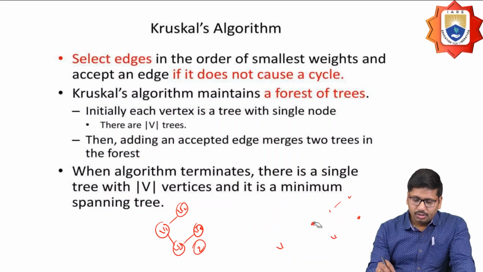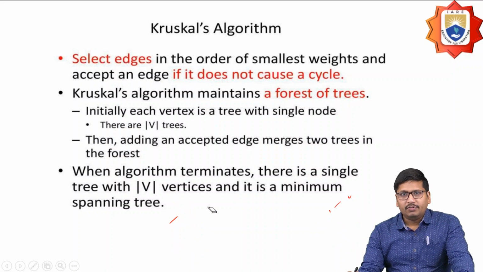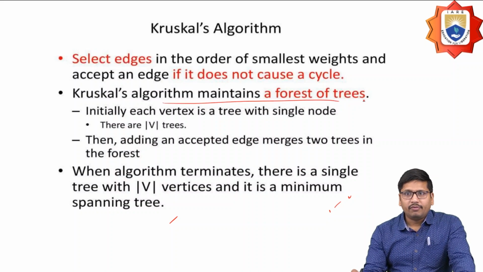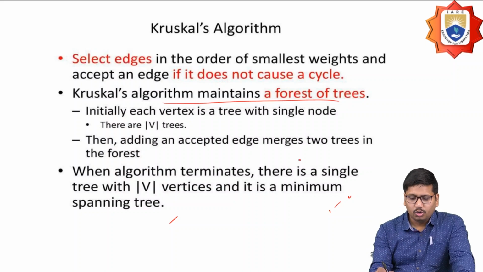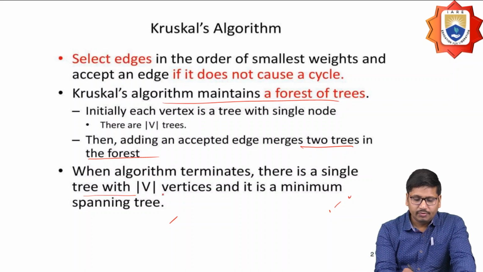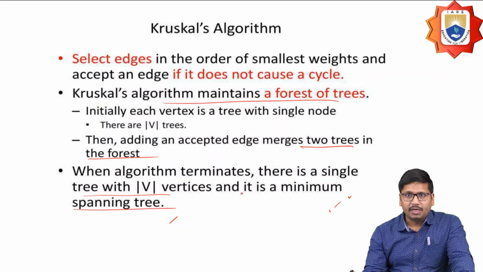According to Kruskal's algorithm, we find the smallest weight first and then accept that edge if it does not cause a cycle. Kruskal's algorithm maintains a forest of trees. Initially, each vertex is a tree with a single node, and each accepted edge merges two trees in the forest. When the algorithm terminates, there is a single tree with V vertices, which is the minimum spanning tree.